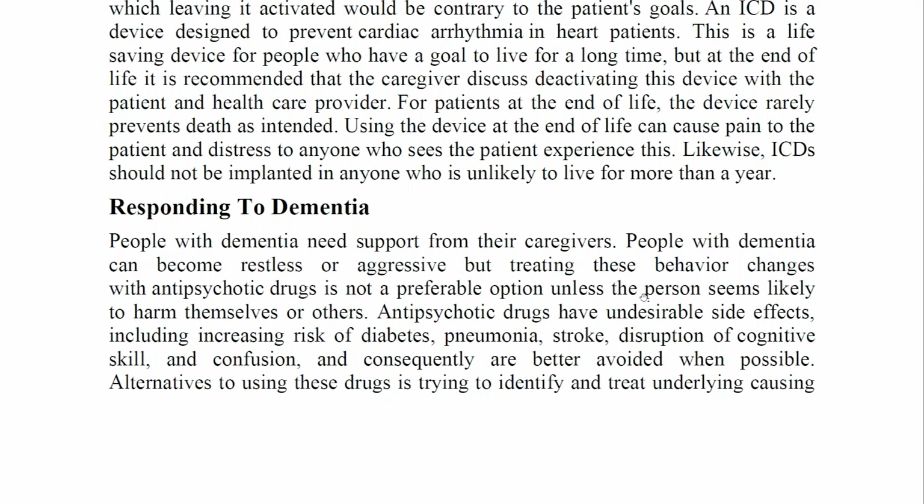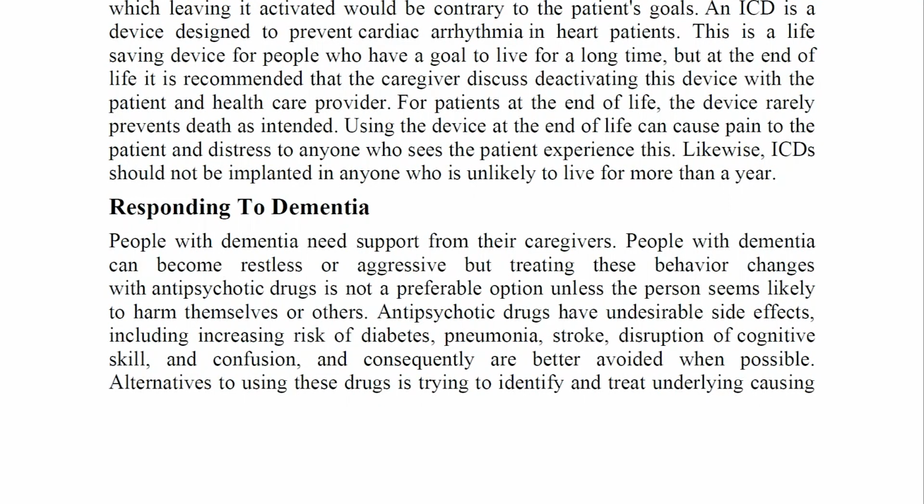Responding to dementia. People with dementia need support from their caregivers. People with dementia can become restless or aggressive, but treating these behavior changes with antipsychotic drugs is not a preferable option unless the person seems likely to harm themselves or others. Antipsychotic drugs have undesirable side effects, including increasing risk of diabetes, pneumonia, stroke, disruption of cognitive skill, and confusion, and consequently are better avoided when possible.